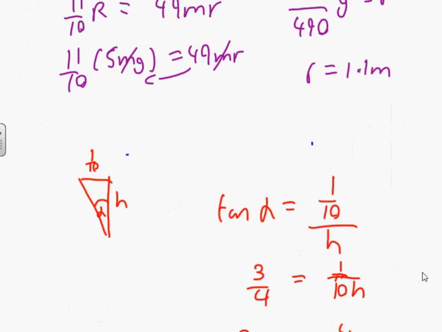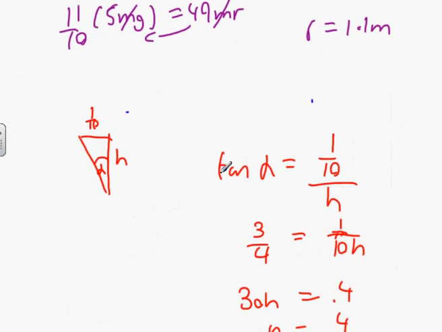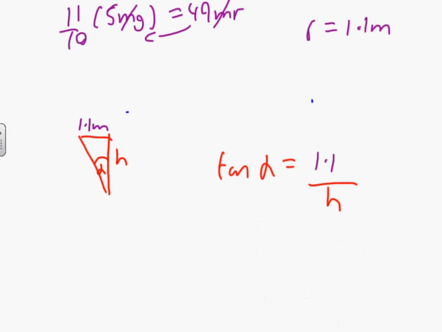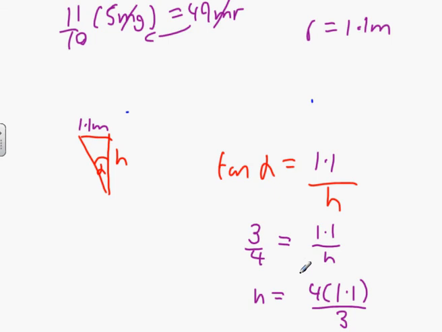Okay? So what we're going to do next is the same thing as last time. Tan A equals 1.1 meters over h. Instead of having 1/10, we're now going to have 1.1. Cross multiply the 3/4. 3/4 equals 1.1 over h. H therefore equals 4 times 1.1 divided by 3. Anybody, 4 times 1.1 divided by 3? 22 over 12? Or 22 over 15? Yeah, that was 1.466. Cool.